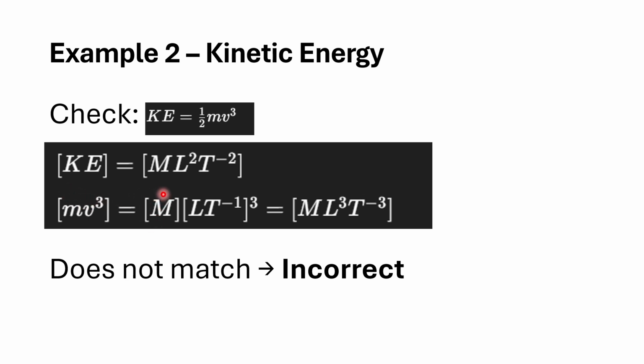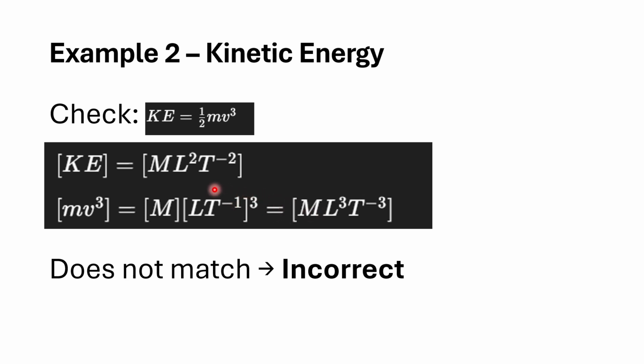Only m, okay, and v cube. The v we have is meter per second, meter is L and T is per. If it moves upward to the numerator, it becomes power minus 1. So it is the same, and we have the cube over the v. So we apply that cube, and that gives L cube and T to the minus 3.